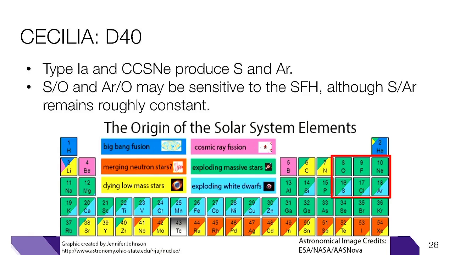However, I should note that the relative yields of sulfur and argon in both core collapse supernovae and type Ia is relatively constant. So this abundance ratio, sulfur to argon, is not sensitive to the star formation history of a galaxy. And indeed, what we find is that the sulfur-to-argon abundance ratio in D40 agrees with the solar value. So again, this might be arguing that D40 has been predominantly enriched by core collapse supernovae.